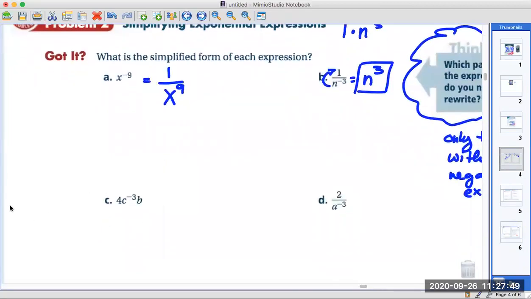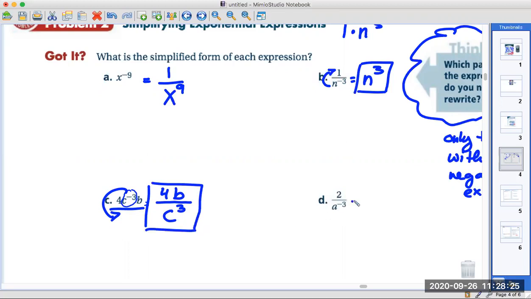Oh, look at this one, C. We've got more parts. We've got a 4, and we've got a B, and we've got that C. Which part has the negative exponent? It's just this little part. The 4 doesn't, and the B doesn't. So those parts we leave alone. Start out by making a fraction and decide what stays on top, the 4 and the B, because they're not changed. The C goes to the bottom and becomes a positive 3, the exponent.